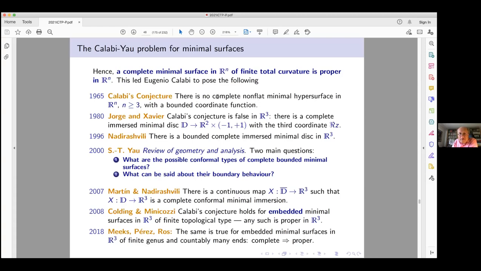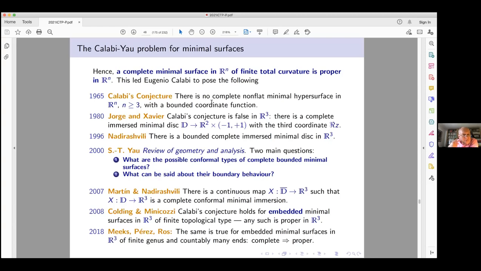Okay, so here, of course, there is one condition which is now omitted. Finite total curvature is omitted. If you add finite total curvature, then this is true, as I just explained. But this is now the conjecture where completeness is still kept, but finite total curvature is omitted. And he thought that there are no such functions.